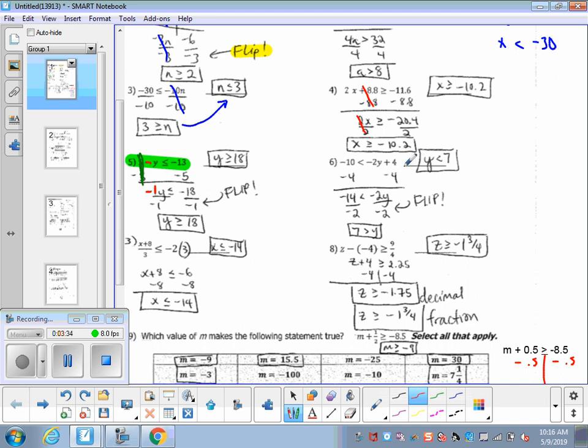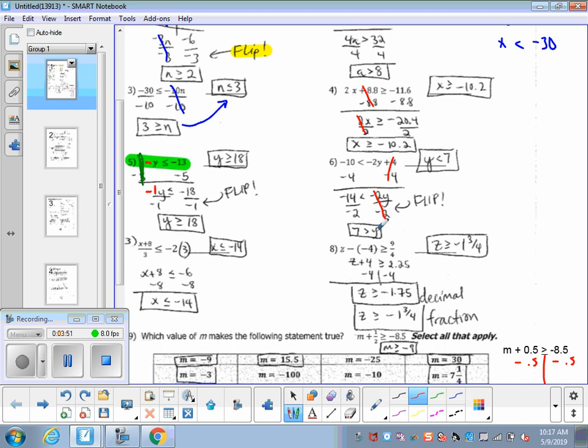Now number 6 is a relatively straightforward problem. We're going to get rid of the constant by subtracting 4. -10 minus 4 is -14. And then we're dividing both sides by the negative coefficient. And negative divided by negative is positive. And I did flip the symbol.